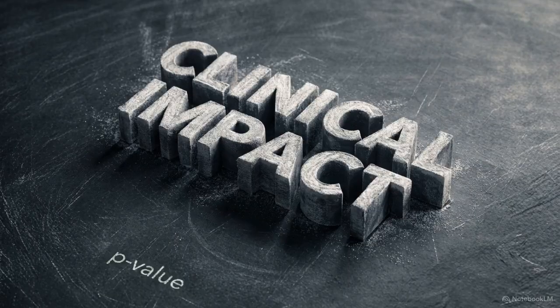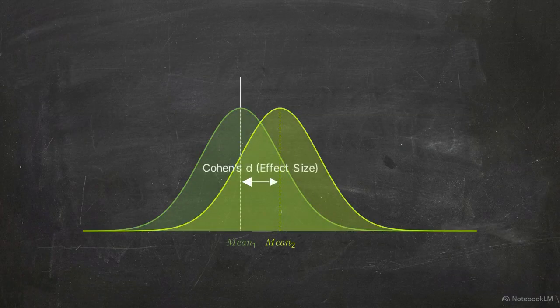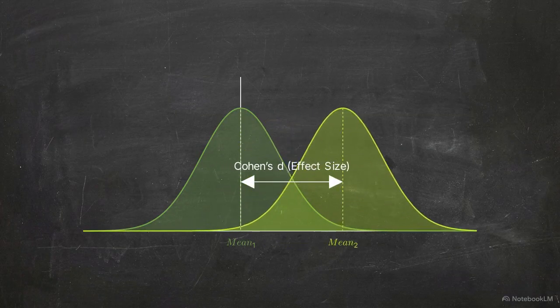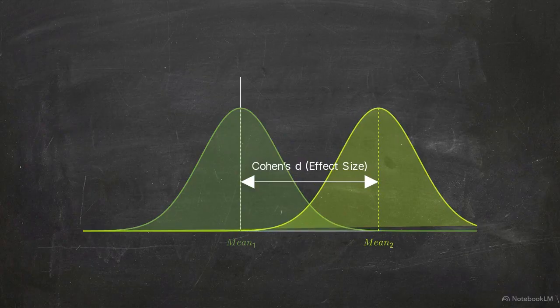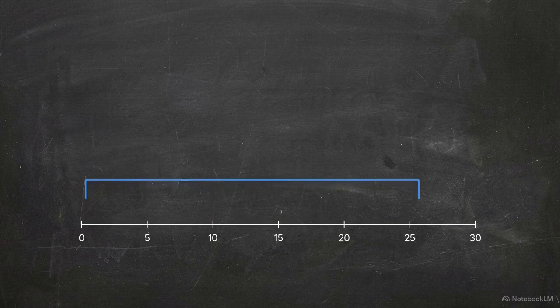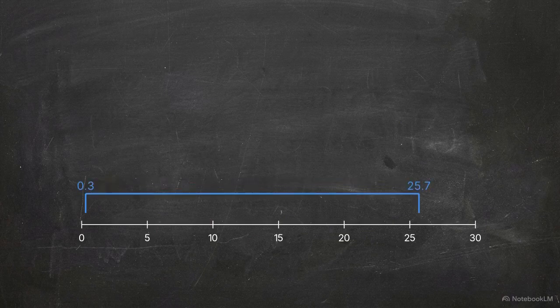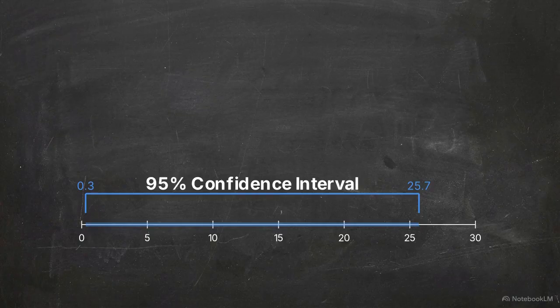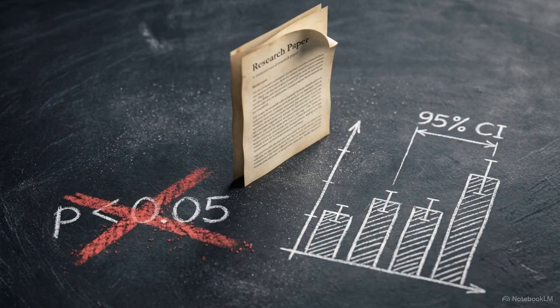To prove the actual magnitude of a discovery, researchers must report effect size alongside their p-values. A common metric is Cohen's d, which calculates the standardized difference between two means to show exactly how large the biological impact truly is. Researchers must also report confidence intervals. A confidence interval provides a precise numerical range of plausible values for the true population parameter, moving the conversation from a binary yes or no to a definitive measure of precision.